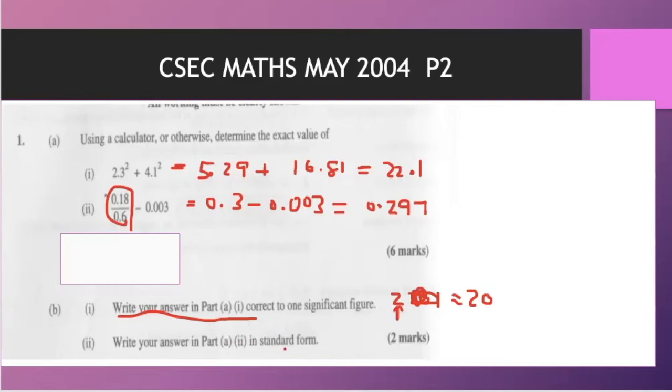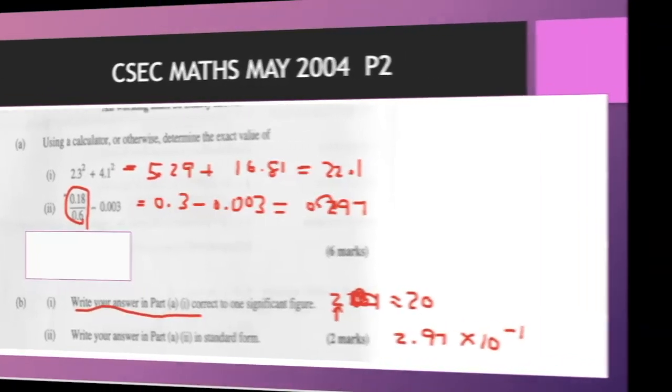Now for the next one, which is part 2, I need to write it in standard form. And we know that for standard form, I need to have it between 1 and 10. So I carry the decimal point 1 place to the left. And doing that, it means I'll have times 10 to the minus 1.